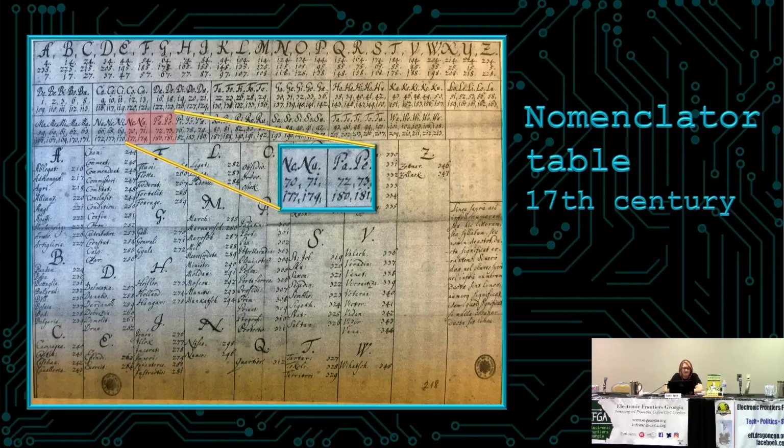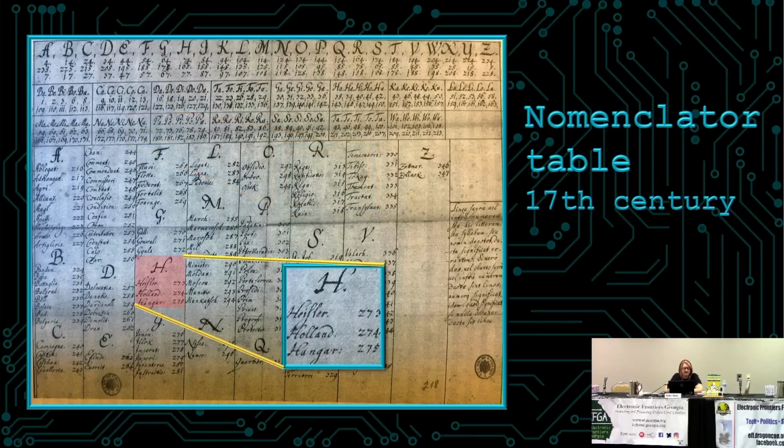Okay, so nomenclator table, and here you can see actual words that start with the letter H. Each one of these is a 3-number system.